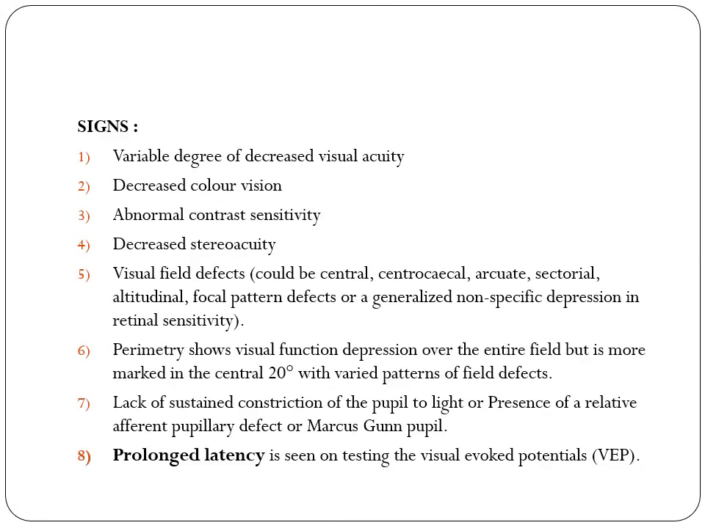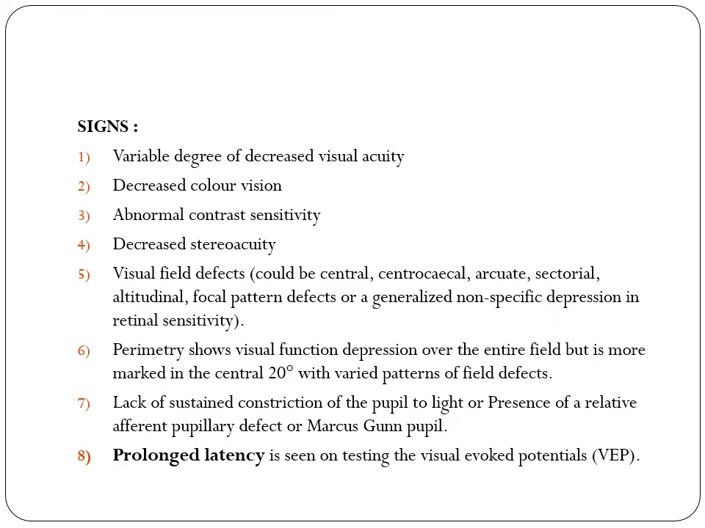Signs. Variable degree of decreased visual acuity. Variable means sometimes there will be 6/9, sometimes there will be hardly PL/PR. Color vision is decreased mainly to red and green. This is typical of optic nerve disease. Contrast sensitivity will be abnormal.